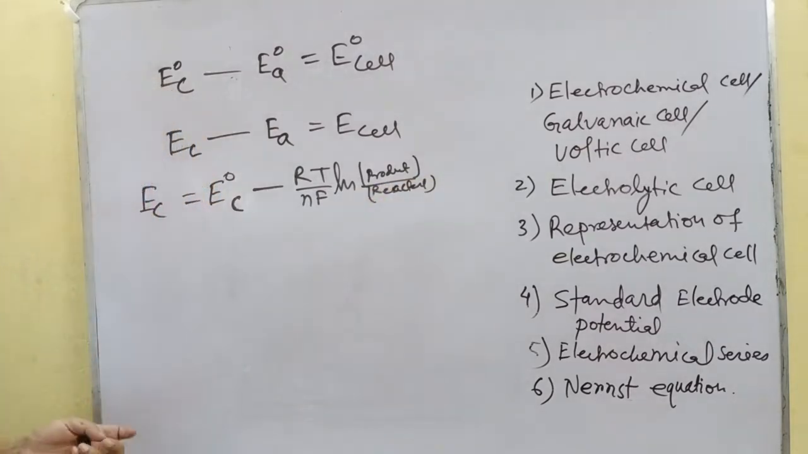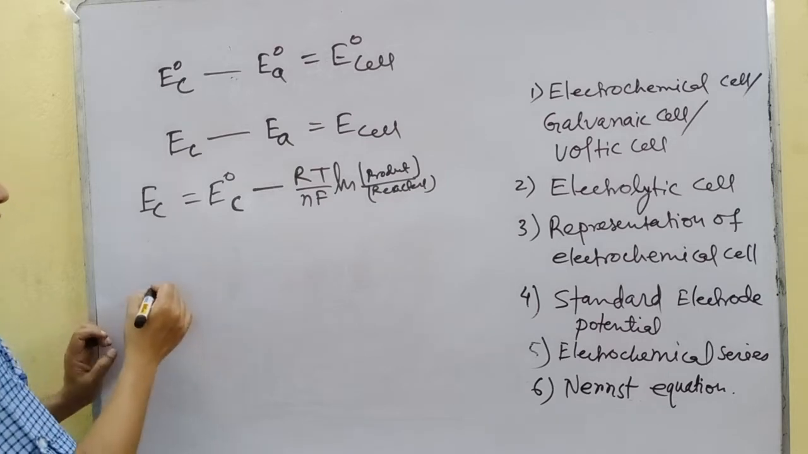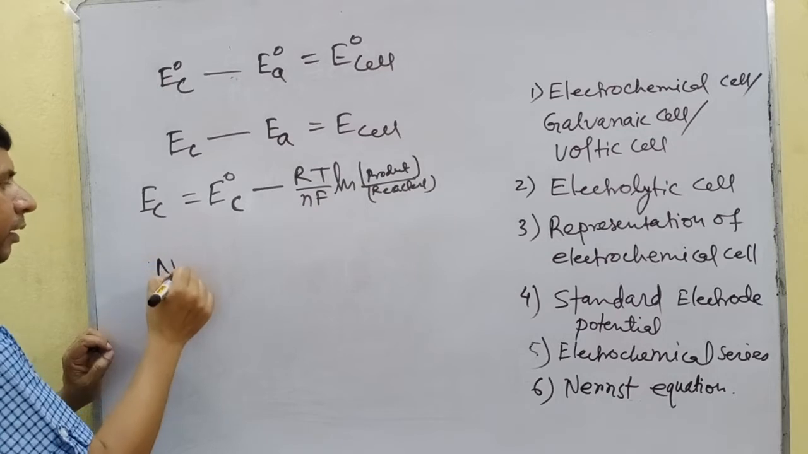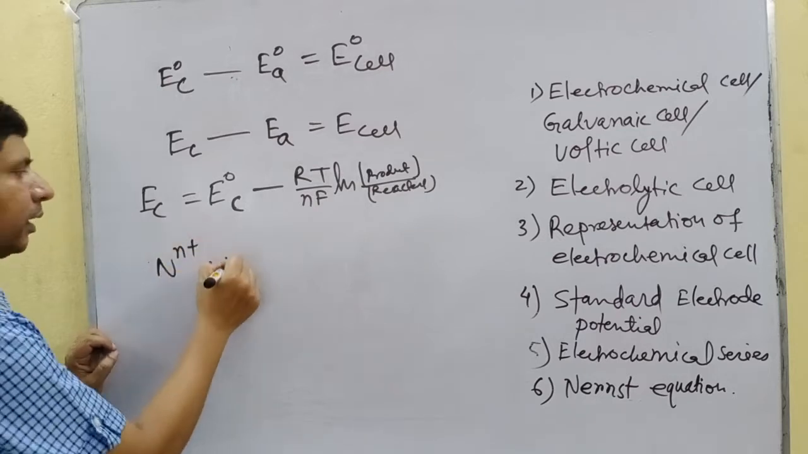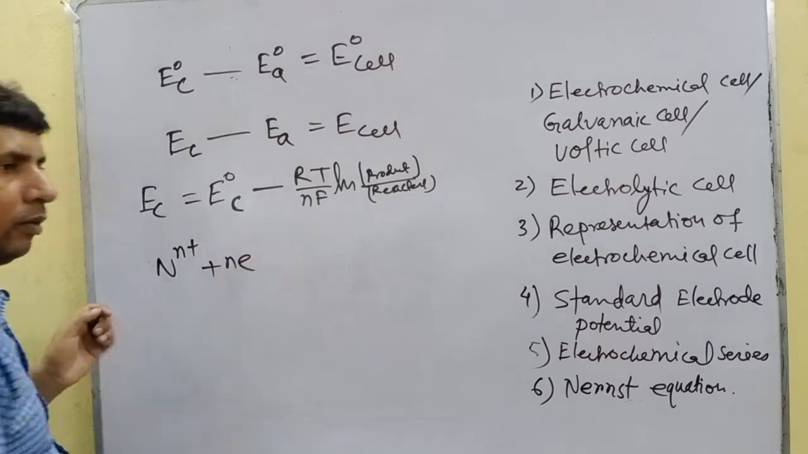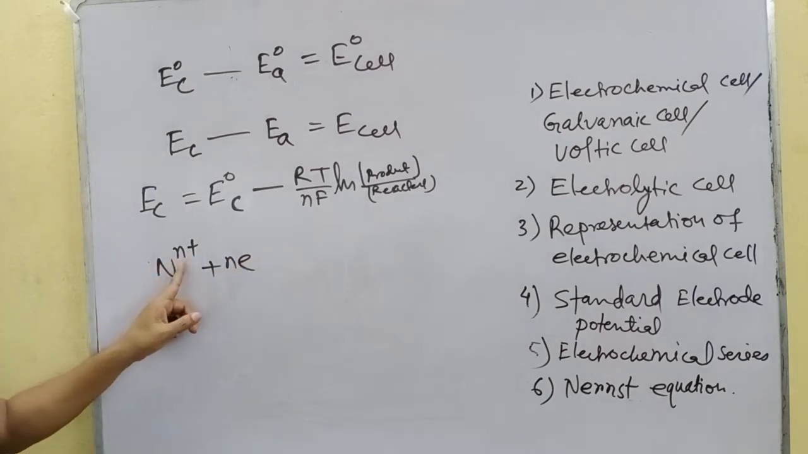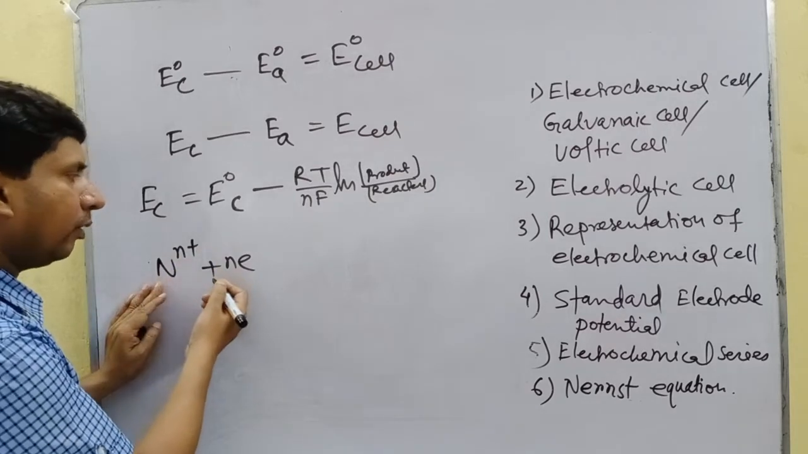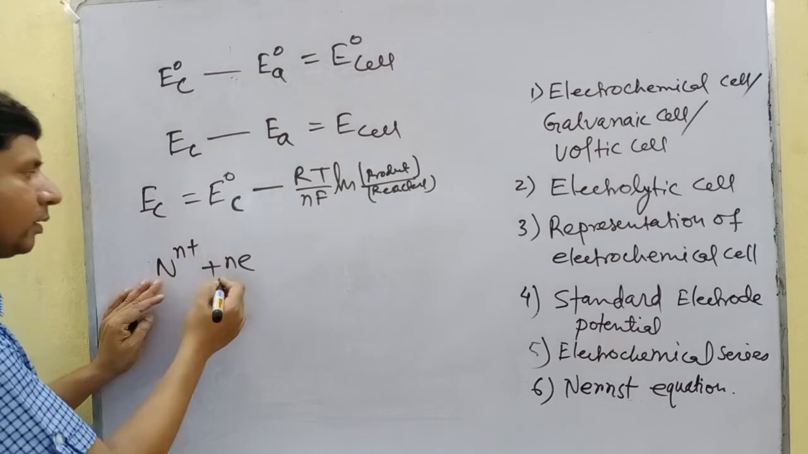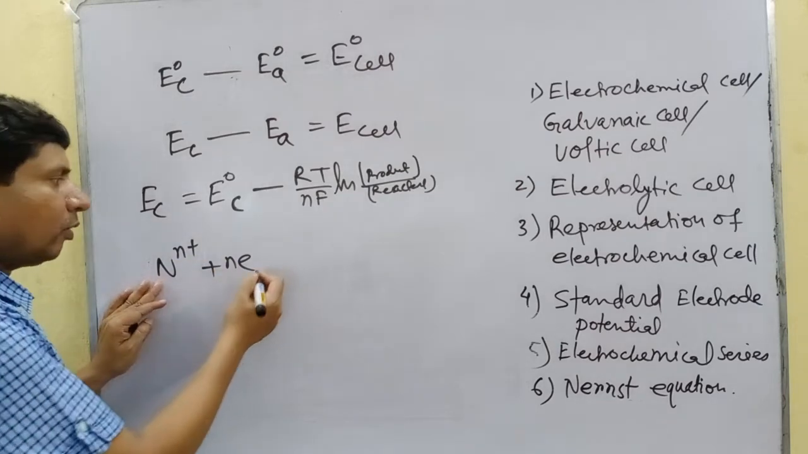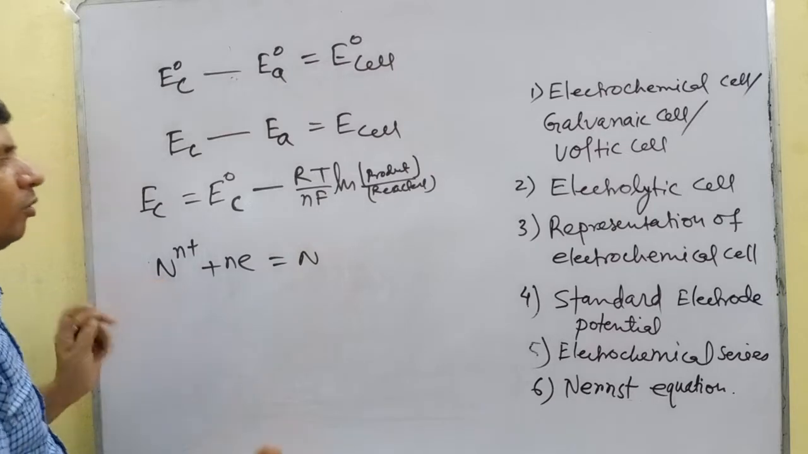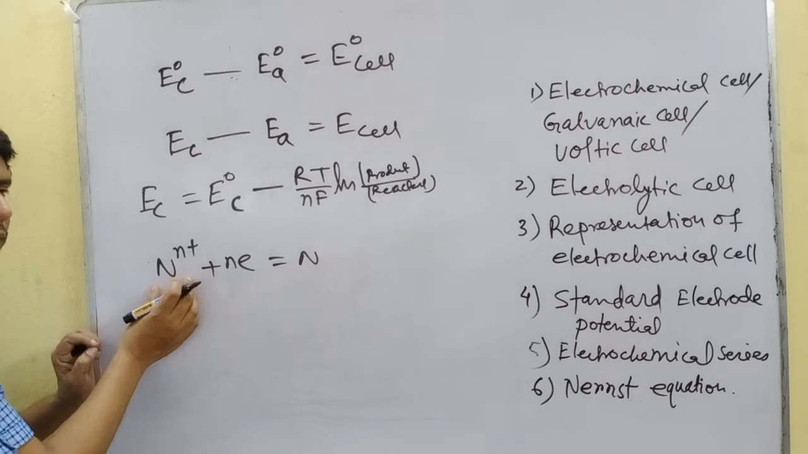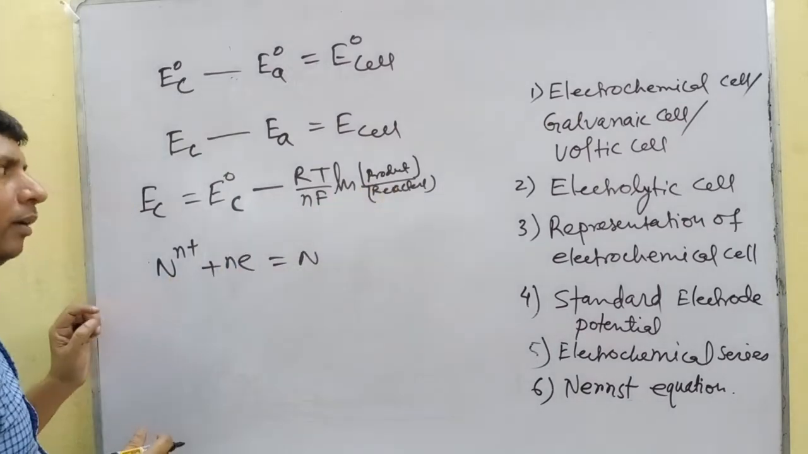What happens? That means if we take the cathode reaction, that means if we take M^(n+) plus n electron, n may be 1, n may be 2. If it is 2, no problem. If M^(n+) takes n electron, then it will form M. Then what will be the product? M is the product and M^(n+) is the reactant. Okay.